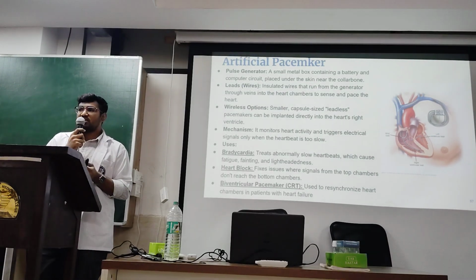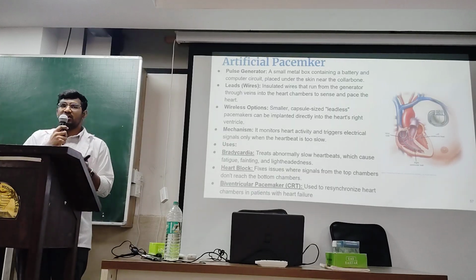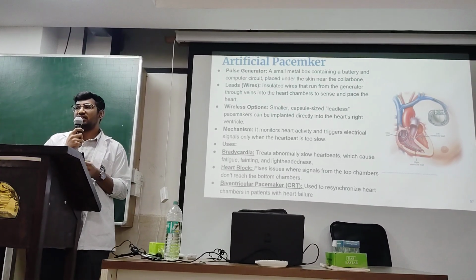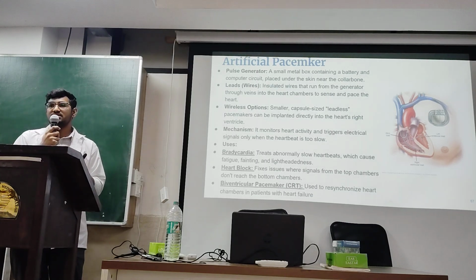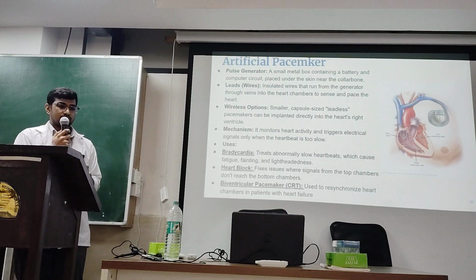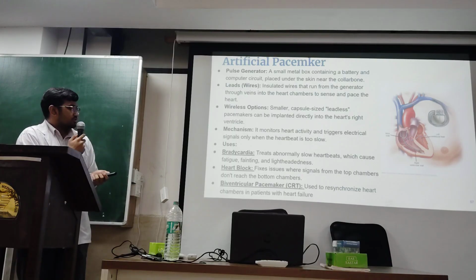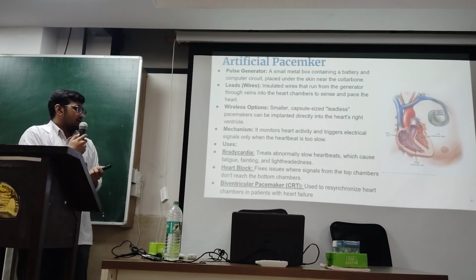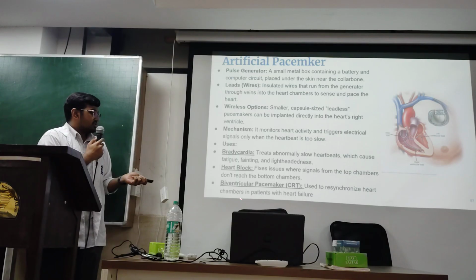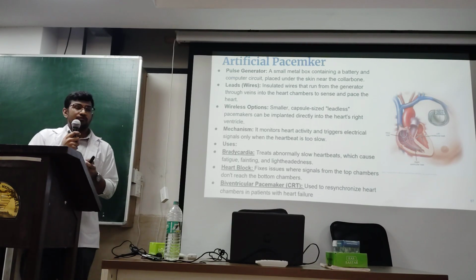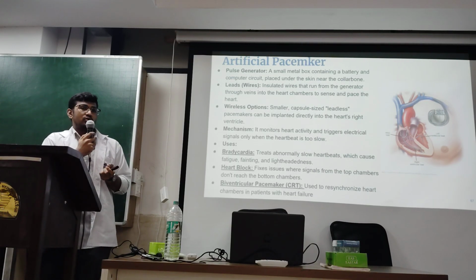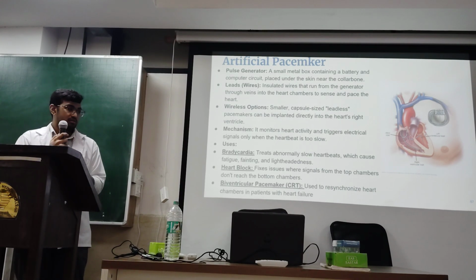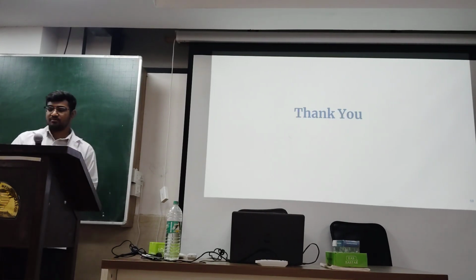There are 2 different types of pulse generator: wired and wireless. There is no significant difference between wired and wireless, but the wireless one does not have any leads and is placed in the right ventricle of the heart. It is used in cases like bradycardia and heart block. The biventricular pacemaker is a device which uses the principle of the pacemaker to resynchronize the ventricles in cardiac heart failure. That's all from my side. Thank you.